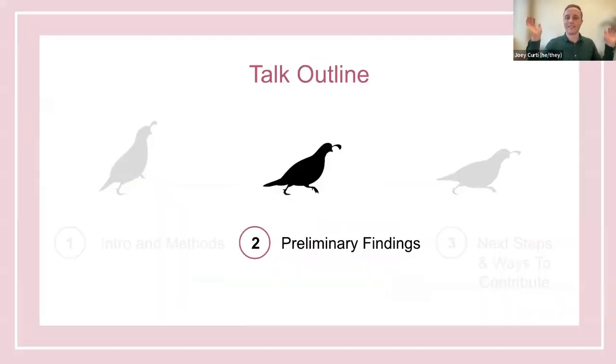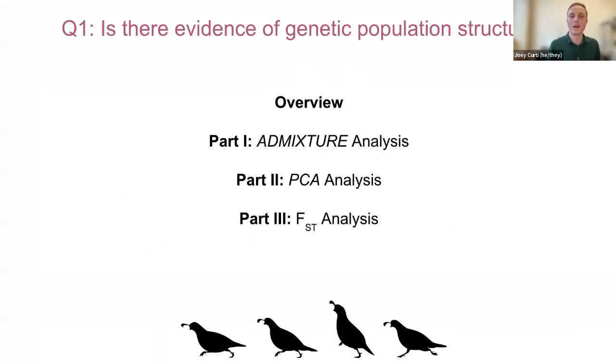Okay. So that was some intro to the motivations and some of the methodologies that we're going to be using. I think now is a good time to sort of focus in on some of the results. So we'll start with the first question. Is there evidence of population genetic structure in the Santa Monica Mountains? And is this best explained by roadways?